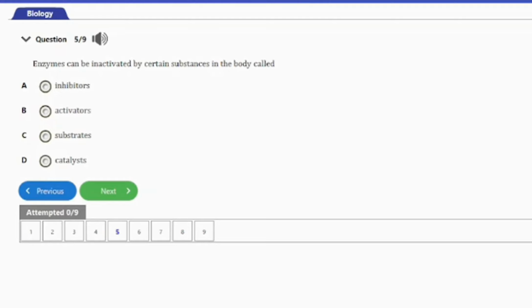Question number 5 here, it says, enzymes can be inactivated by certain substances in the body called A. Inhibitors, B. Activators, C. Substrates, D. Catalysts. So guys, the answer to this question here is option A, and that's inhibitors. Enzyme inhibitors are capable of inactivating the enzymes, and that's it for this question, option A. So let's go ahead and consider the next question.